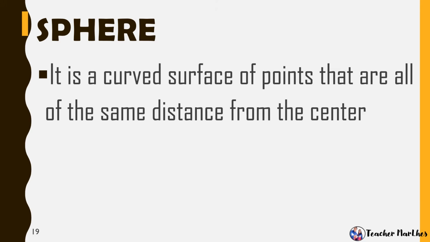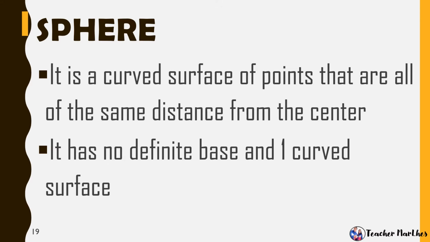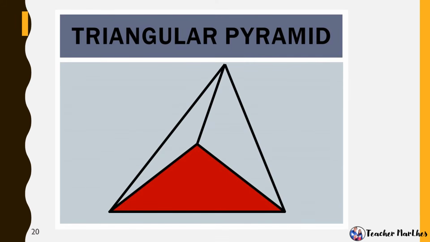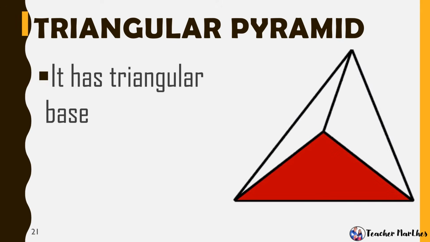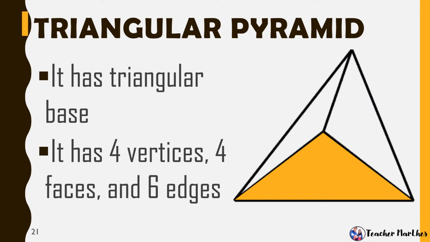Next is sphere. It is a curved surface of points that are all of the same distance from the center. It has no definite base and 1 curved surface. Triangular pyramid. It has a triangular base. It has 4 vertices. It has 4 faces and 6 edges.